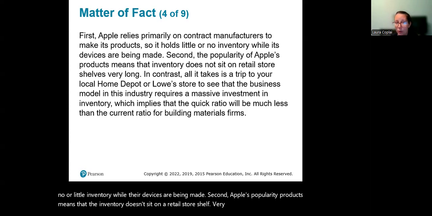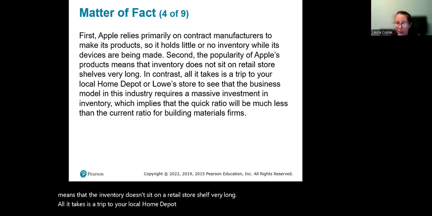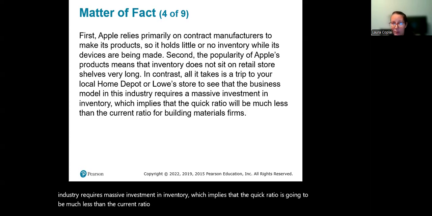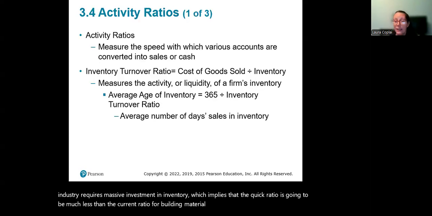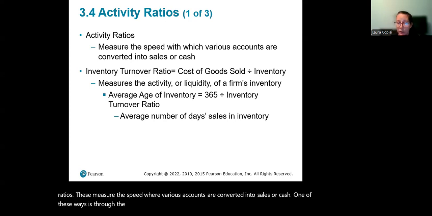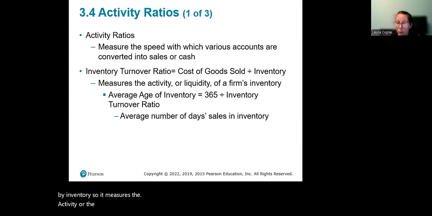All it takes is a trip to your local Home Depot or Lowe's store to see that the business model in this industry requires massive investment in inventory, which implies that the quick ratio is going to be much less than the current ratio for building material firms. We can also look at activity ratios. These measure the speed where various accounts are converted into sales or cash. One of these ways is through the inventory turnover ratio, where we look at cost of goods sold and divide by inventory. So it measures the activity or the liquidity of a firm's inventory.